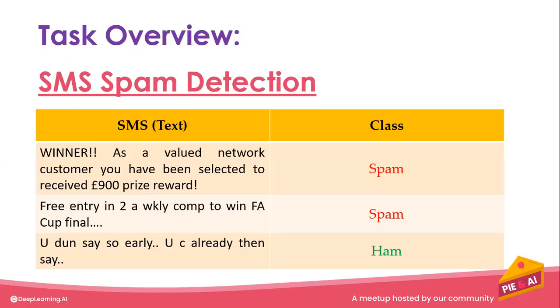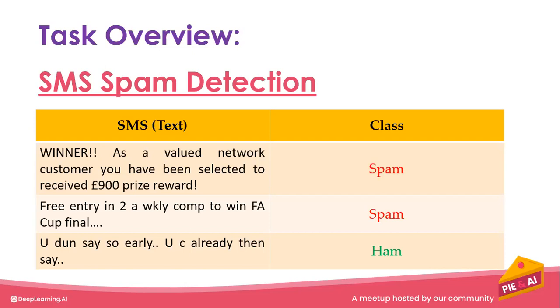So this is a snapshot of the data set. So we have three rows over here. The first one contains "winner as a valued customer." So you can read this text and you can directly say that it is definitely a spam text.